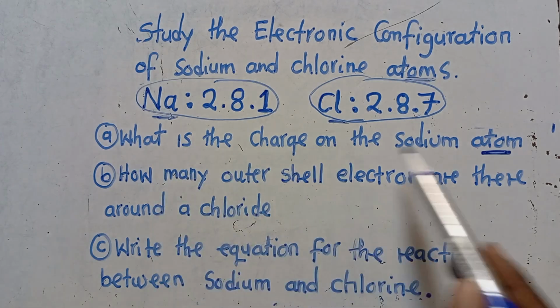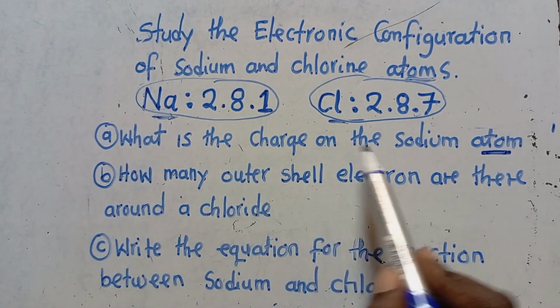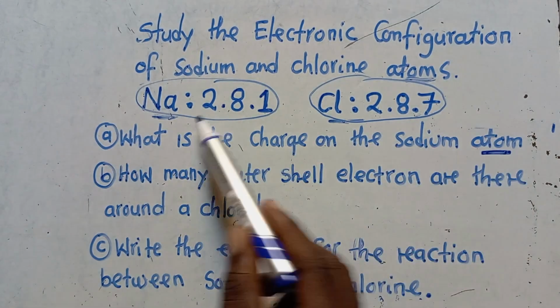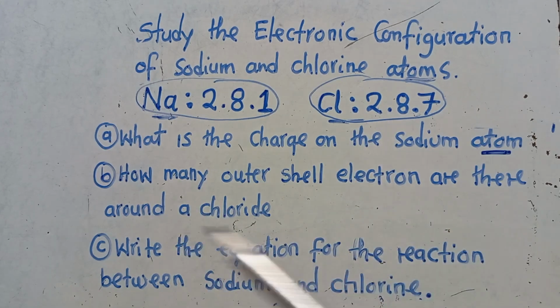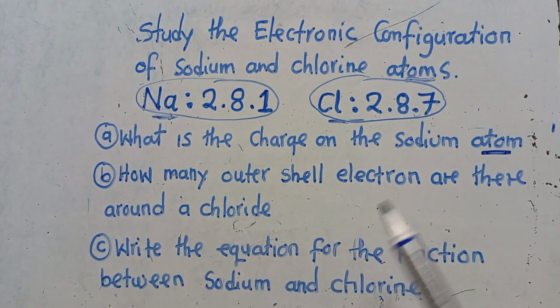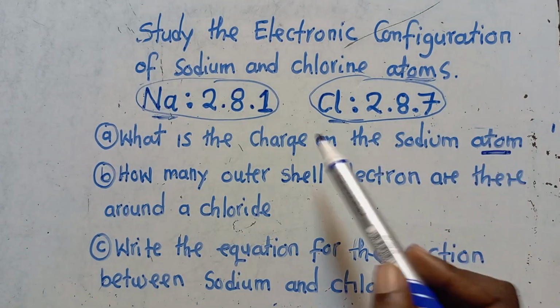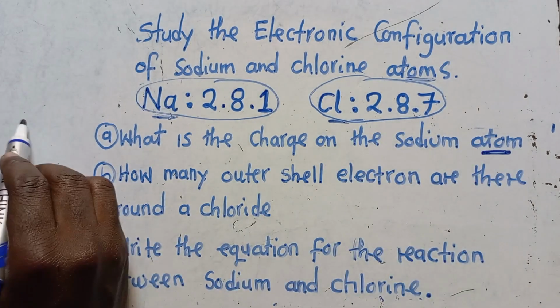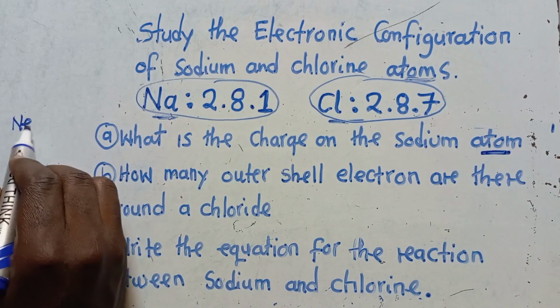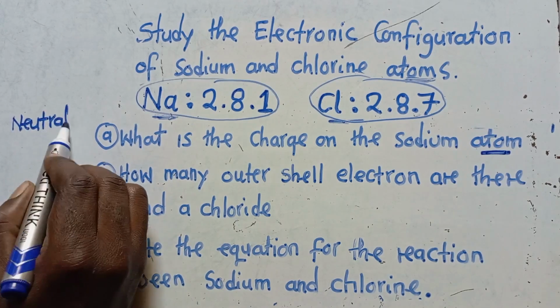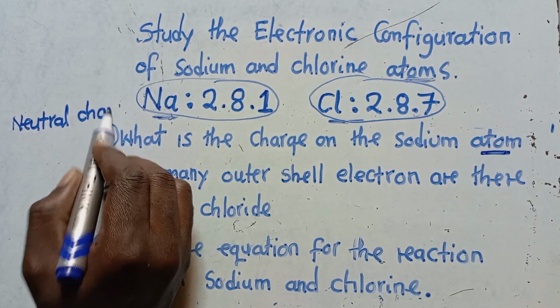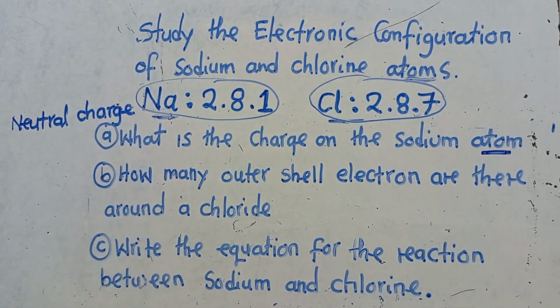So then, how can we answer the first question? What is the charge on the sodium atom? Since these are atoms, they haven't involved themselves in any bonding. So even if it was this chlorine atom or sodium atom, you just say neutral charge. So the answer is what? Neutral charge, because they haven't lost any electron or gained any electron. So for the first part, you just say it is a neutral charge.